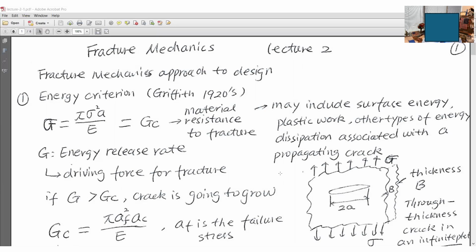They have done very, very useful work for us. One person I need to mention is Professor Griffith in the 1920s, and he proposed the energy criteria. So here is the energy criteria.